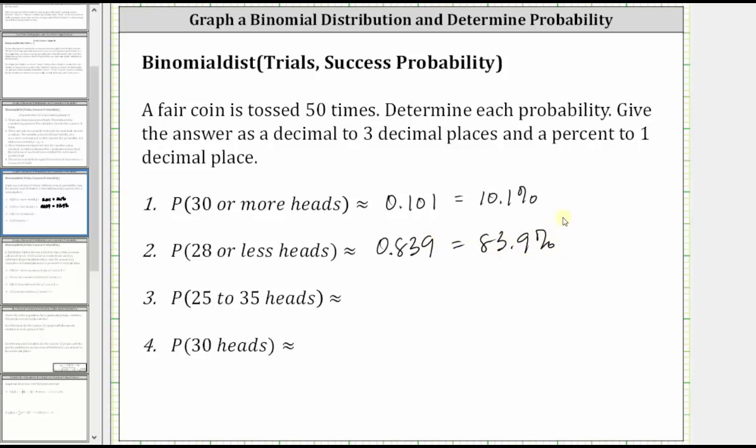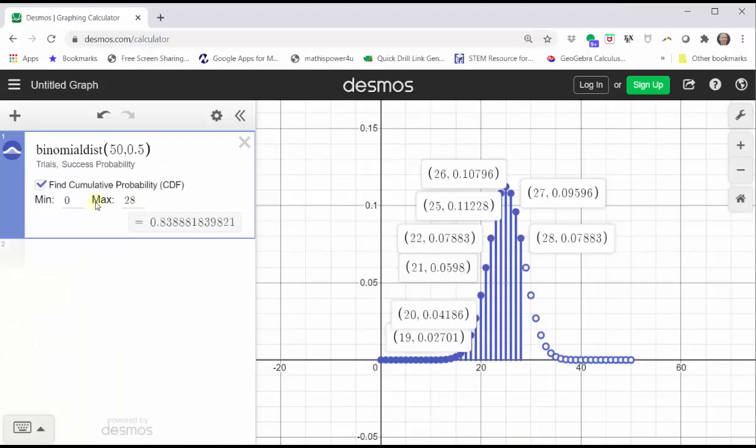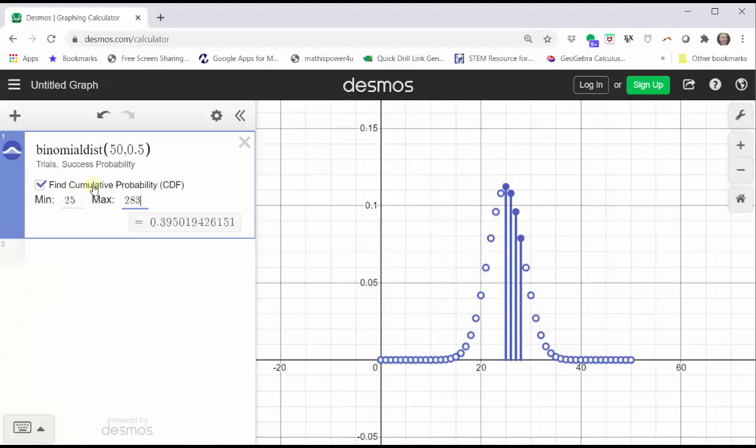Next, we want the probability of getting from 25 to 35 heads, including 25 and including 35. So now the min is 25, the max is 35, and the probability of getting from 25 to 35 heads out of 50 trials is approximately 0.555 or 55.5%.